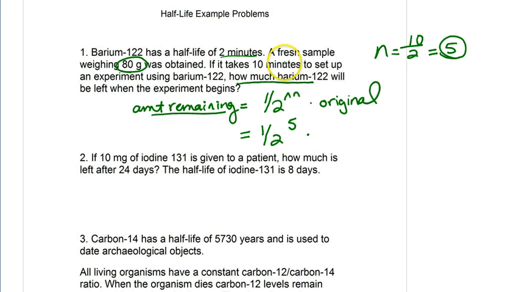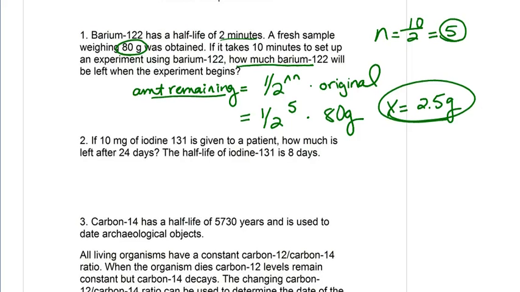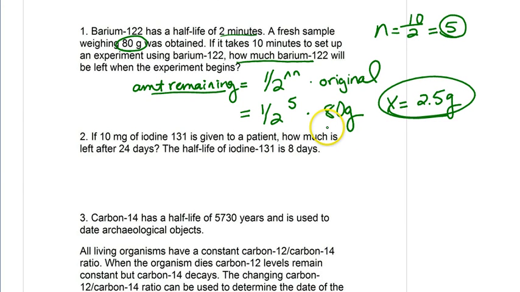And our original amount, you have a fresh sample of 80 grams. So now we'd be able to figure out how much is remaining. So 1/2 raised to the 5th times 80. You're going to then figure out that your amount remaining is 2.5 grams. Okay? So even though you started with 80, that's how much you need, you're only going to be able to have available 2.5.